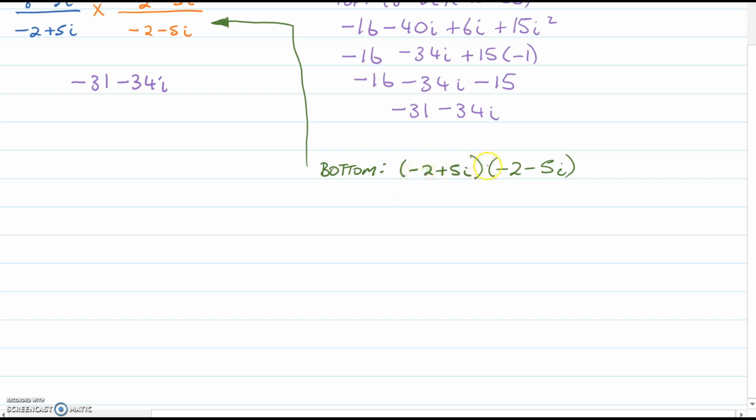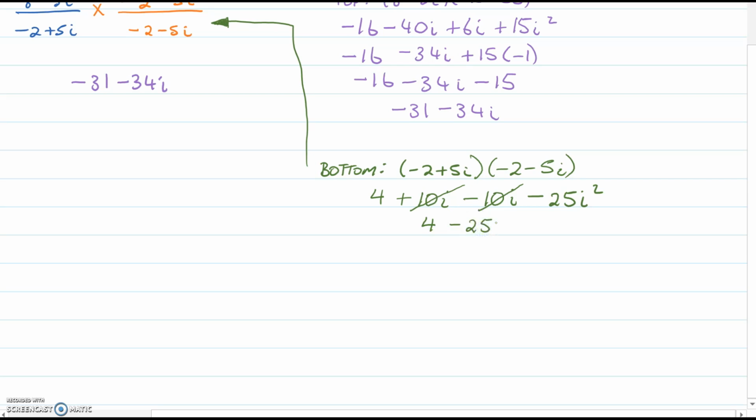So again, use FOIL. Negative 2 by negative 2, minus by minus is plus, 2 by 2 is 4. Minus 2 by minus 5i, minus by minus is plus, 2 by 5 is 10i. Plus 5i by minus 2, plus by minus is minus, 5 by 2 is 10i. And then plus 5i by minus 5i, plus by minus is minus, 5 by 5 is 25, i by i is i squared. Now, the plus 10i and the minus 10i go away, and that is always what happens when you multiply a complex number by its own conjugate.